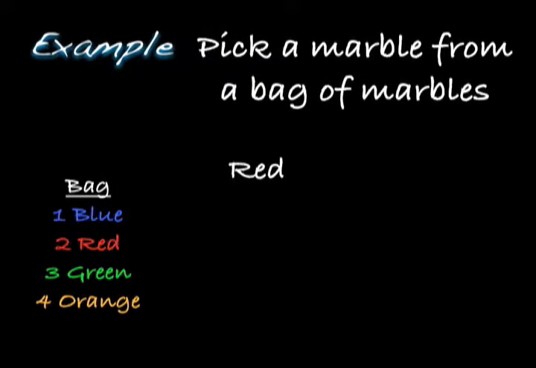Picking a marble from a bag of marbles. Recall our bag has 1 blue marble, 2 red marbles, 3 green marbles, and 4 orange marbles. We can define an event as picking a red marble. There are 2 outcomes associated with picking a red marble. We can define an event as picking a blue marble. There's 1 outcome associated with picking a blue marble.